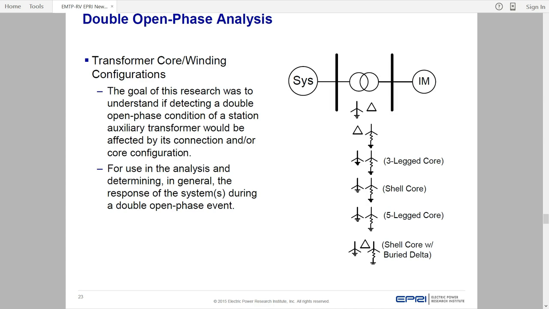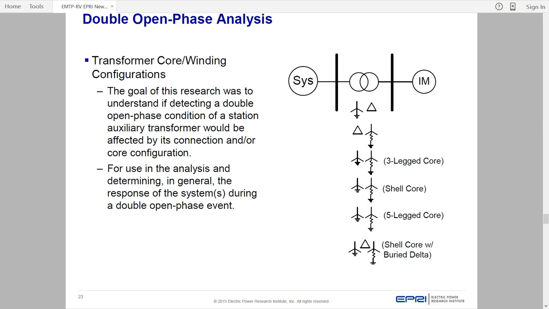Another thing, while we were working on this, there was a double open phase event. Wayne can probably give you more information afterwards, and we'll talk to him about it. But it was actually across, it wasn't in this country, it was in another country where they actually had a double open phase event. So we were tasked with going back and looking at the different transformers with a double open phase event.